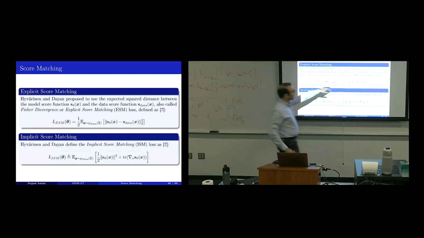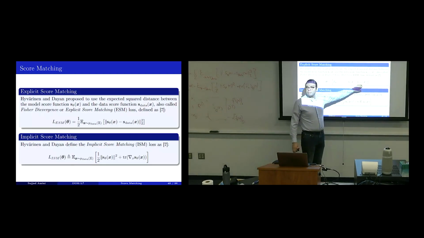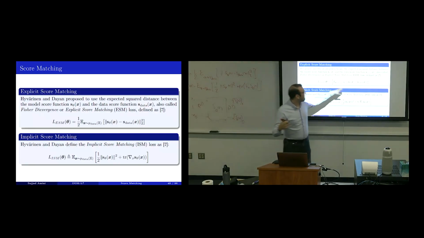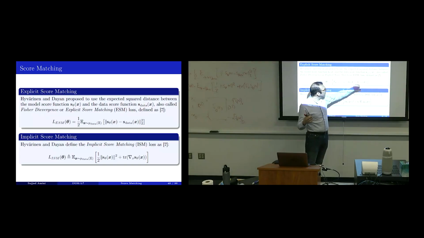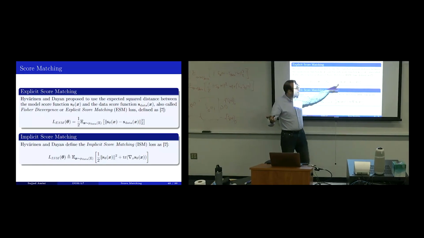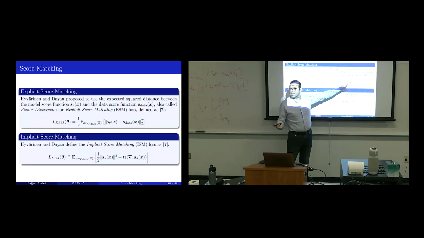For the first one, calculation is impossible because you do not have access to S data of x. What is S data of x? We do not even know what P data of x is. We just have samples from P data. But in the first one, you cannot even calculate it because you do not have S data of x. Even if you sample from P data, which is very simple, you cannot calculate this difference.